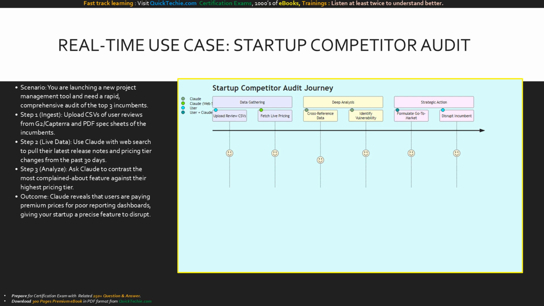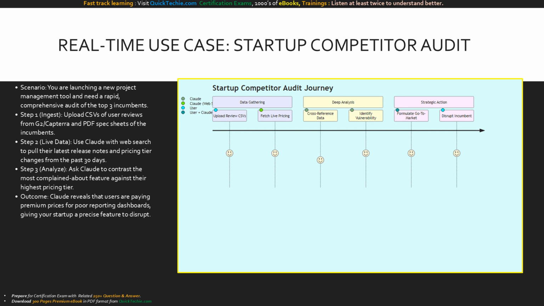Let's tie all these concepts together with a real-time, highly impactful use case, a startup competitor audit. Imagine you are launching a new project management SaaS tool. You need to know exactly how to disrupt the top 3 incumbents. Step 1. You ingest data. You upload CSVs of their software reviews and PDFs of their technical specs. Step 2. You activate live data, commanding Claude to search the web for their release notes from just the past 30 days to see what they are actively building.